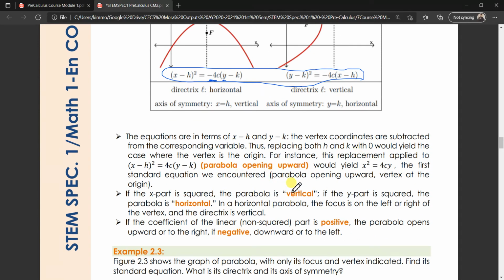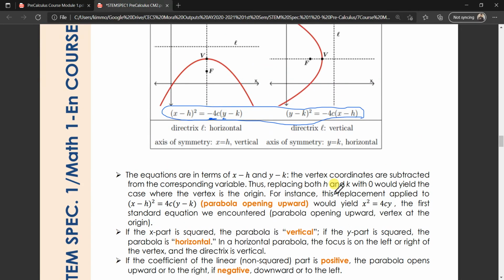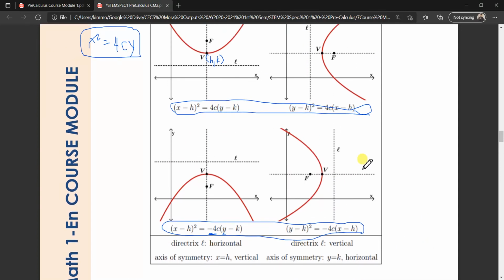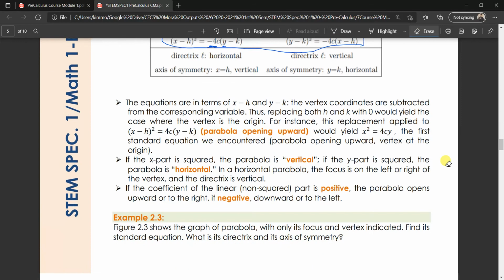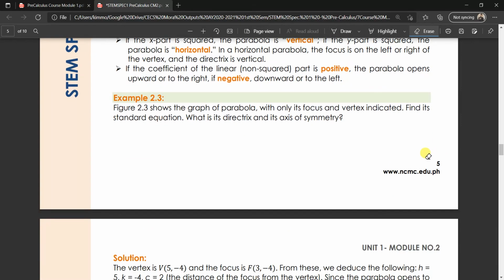This explanation is very difficult, it is hard to memorize. So I suggest to you how to memorize the opening of the parabola and its standard equations. So let's have an example.